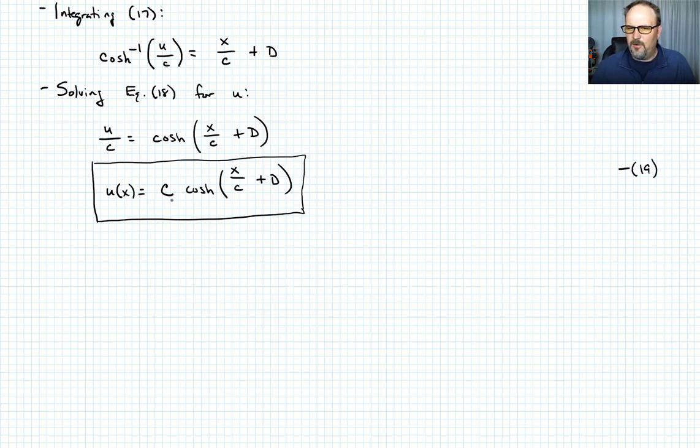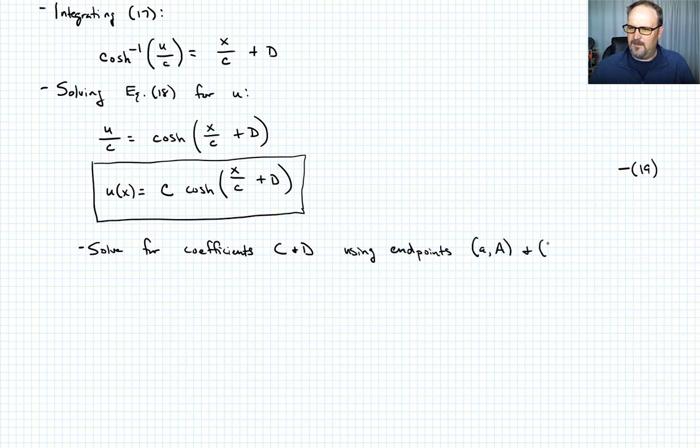How do we know the coefficients c and d? Well, we'd have to go back in and actually choose values for a and b. So let me just mention that. You're going to solve for the coefficients c and d using the endpoints, capital A and capital B. Let me give you some remarks about this solution.